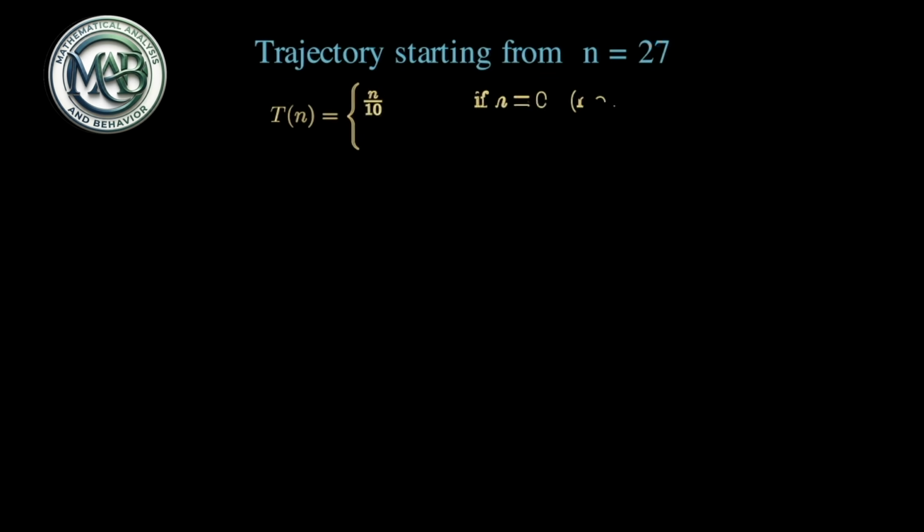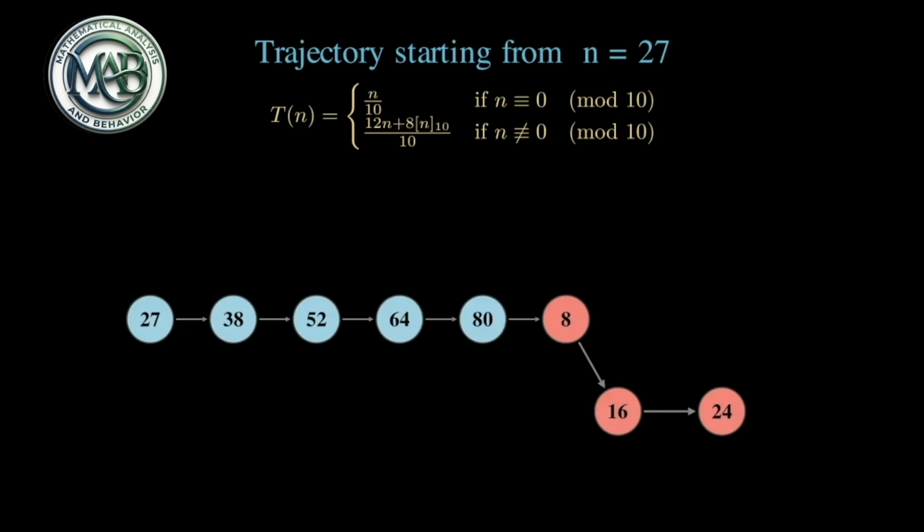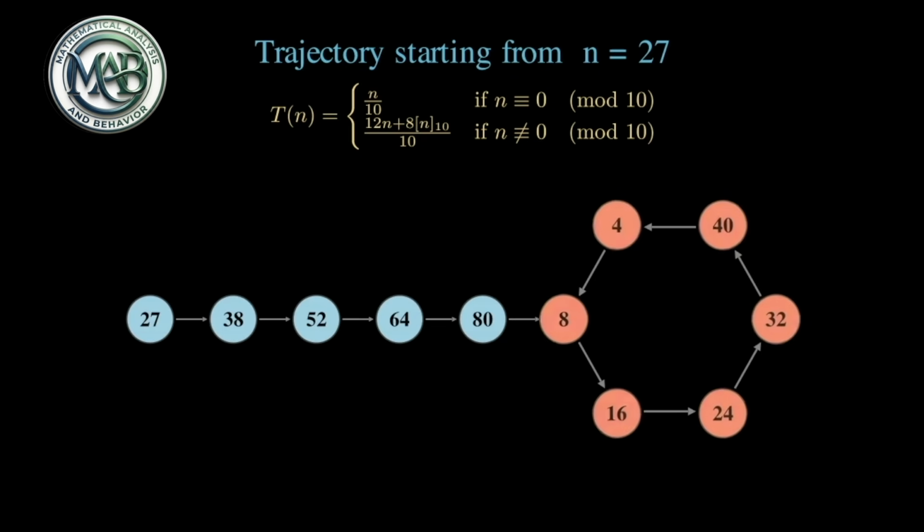Now, let's look at the complete trajectory, starting from 27. 27. 38. 52. 64. 80. Then, we reach 8. And here, we enter the cycle. 16, 24, 32, 40, 4, and back to 8. The loop is closed. Let us now see some illustrations and visualizations.